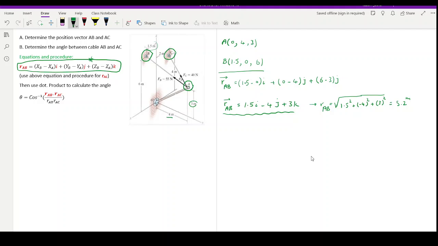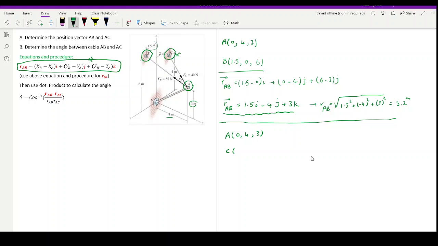We have to follow the same procedure for AC. I'm going to write A again so that we don't make mistakes. So I transfer A from top to here. So it's 0, 4, and 3. Now I write C underneath that, and C is this point in here.